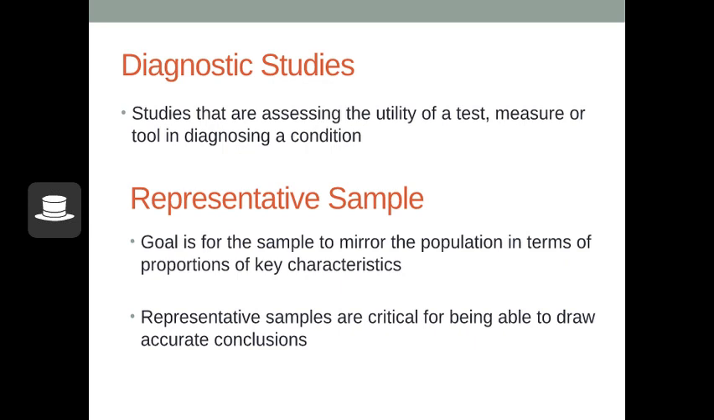Just as a reminder, for representative samples, the goal is for that sample to look like the population of interest in terms of having similar proportions of key characteristics. In diagnostic studies, we want that sample to look like the population of people who would be coming into the clinic and receiving that diagnostic test. It's really critical to have representative samples in order to draw accurate conclusions, or in the case of diagnostic studies, to accurately assess if that tool is going to be useful in diagnosing a specific disorder.